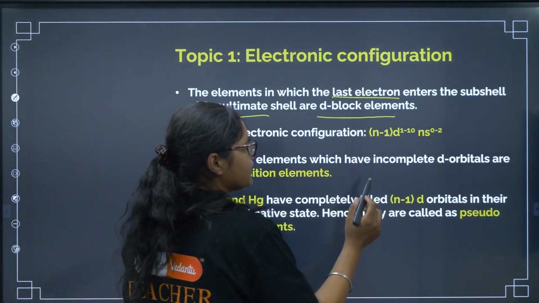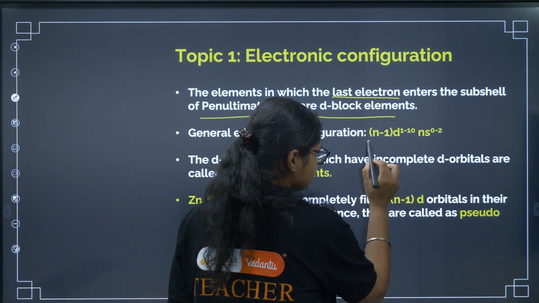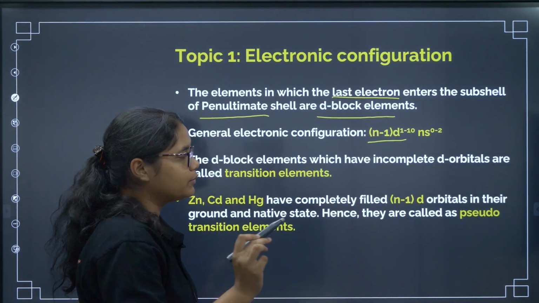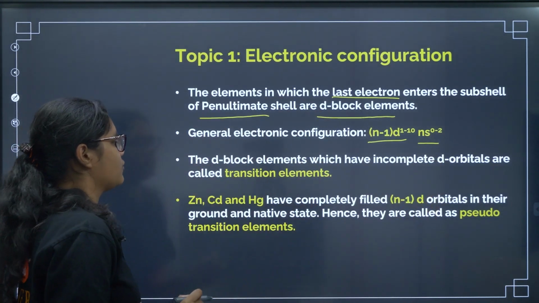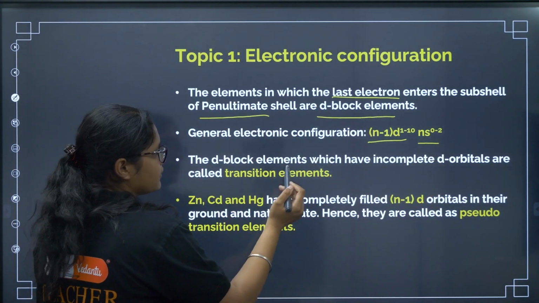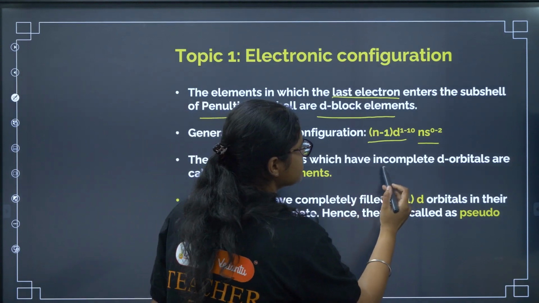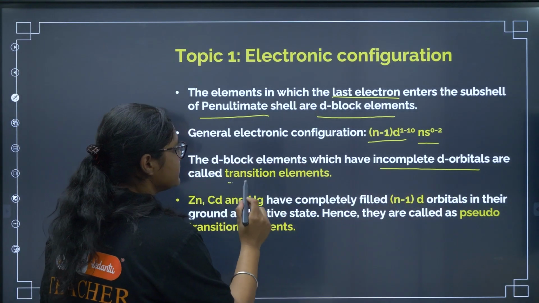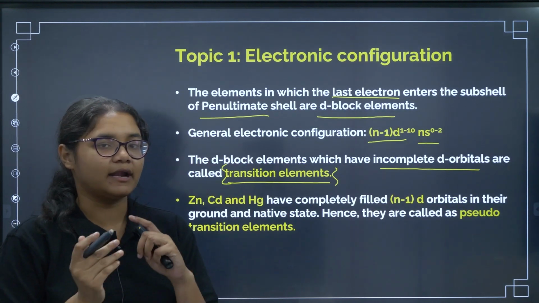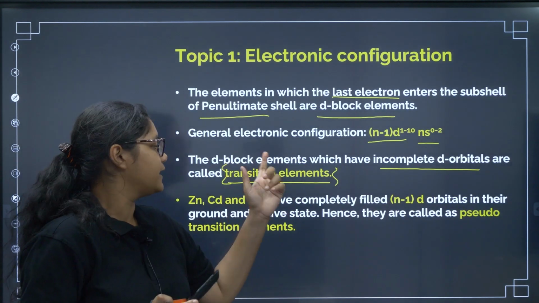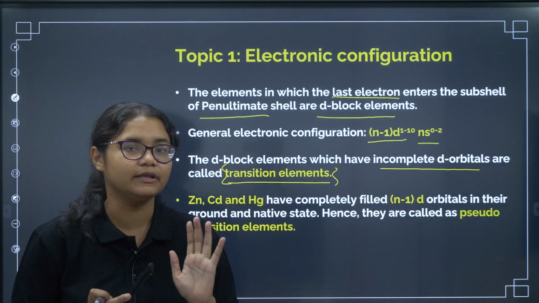Now what is the general electronic configuration? (n-1)d 1 to 10, ns 0 to 2. Okay, so this is the general electronic configuration. Then the D block elements which have incomplete d orbitals are called transition elements. This is very important. What is a transition element? The condition for a transition element is that they should have incompletely filled d orbitals.